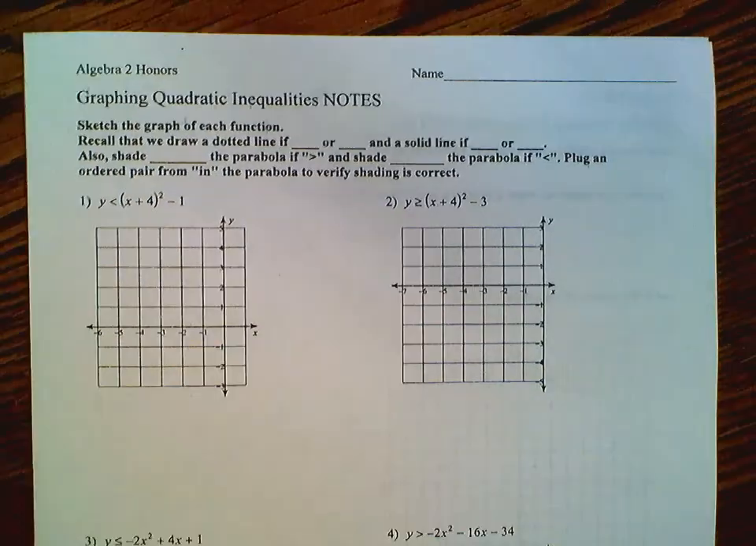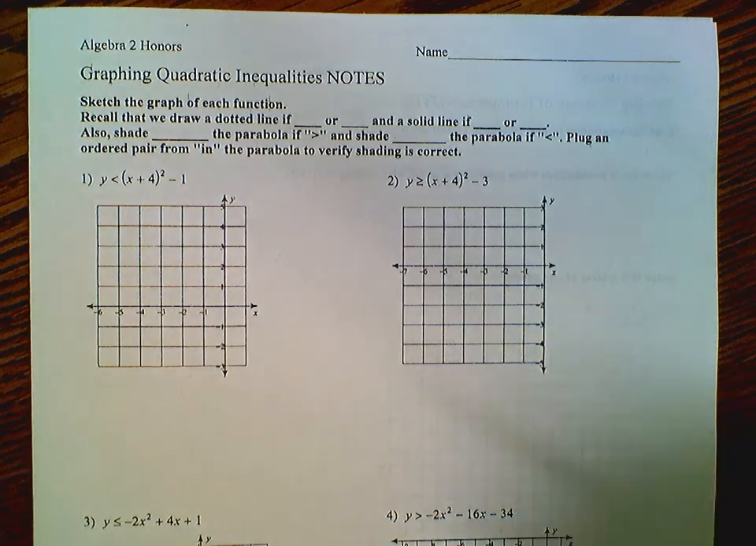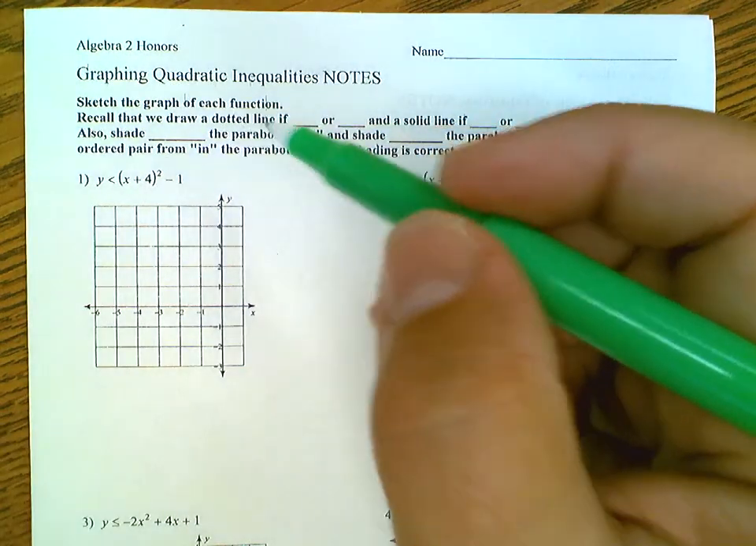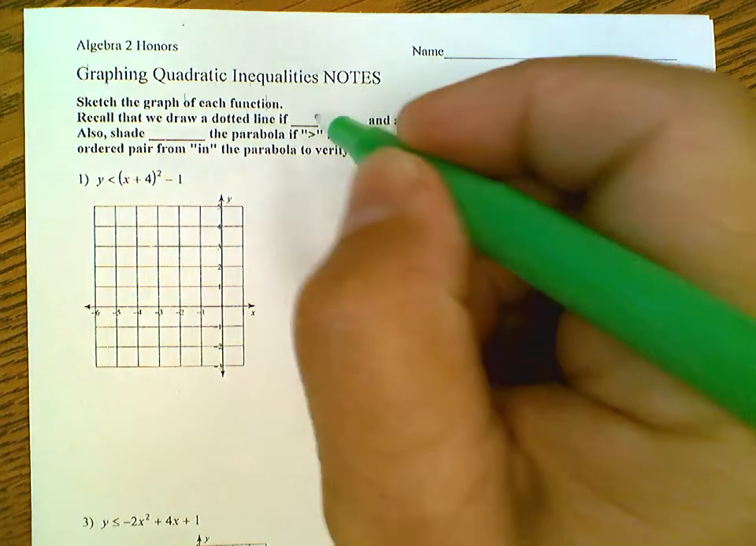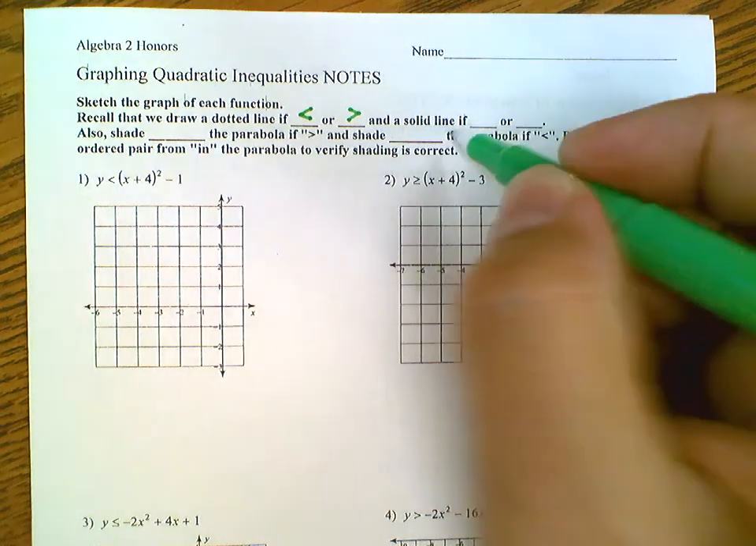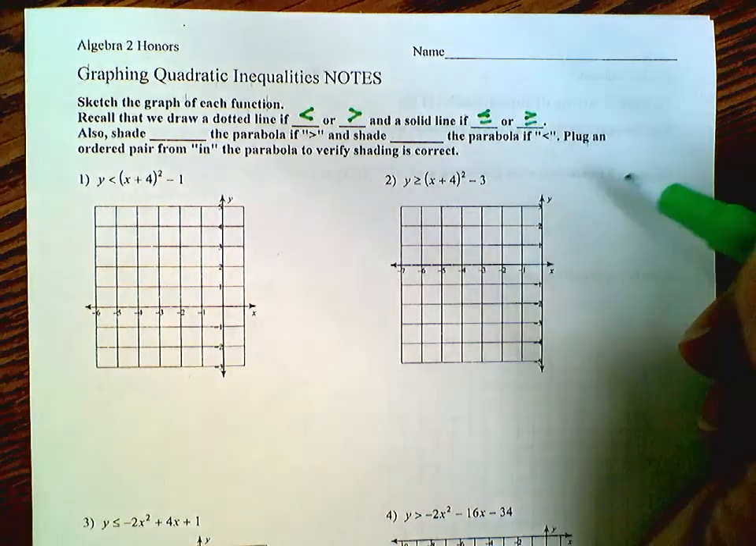So we've been talking about graphing inequalities, and now graphing quadratic functions. And so today we're going to talk about how to graph a quadratic inequality, as well as doing some systems, including quadratics. So for inequalities, we need to remember that we draw a dotted line if we have strictly less than or strictly greater than, and then we use a solid line if it is less than or equal to or greater than or equal to.